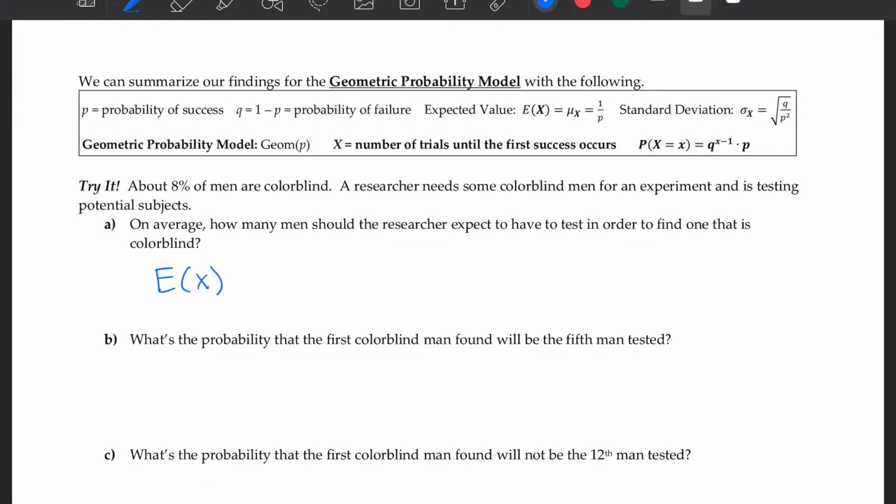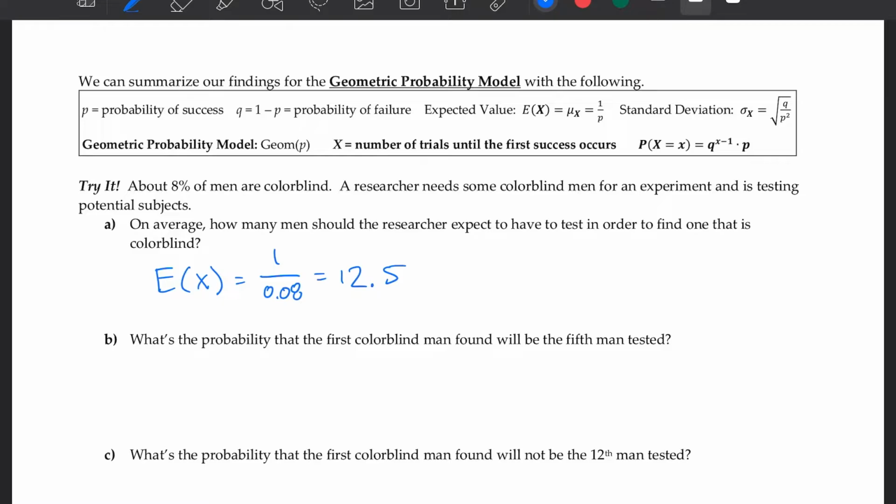So hopefully you were thinking, oh, that's expected value. It says expected right there. So yeah, that's 1 over P, 1 over our probability, which is 12.5. And if you're wondering, well, how do you have a half of a person? Remember, this is just an average, and so it is not saying that every single time it takes 12.5 men to go through. Instead, this is thinking more about, on average, it's 12.5.